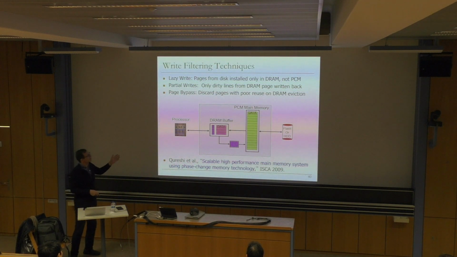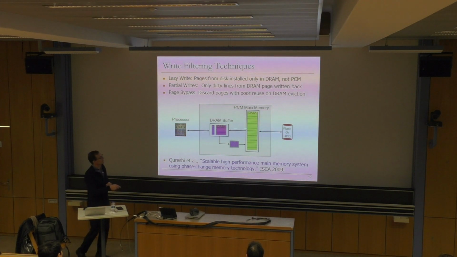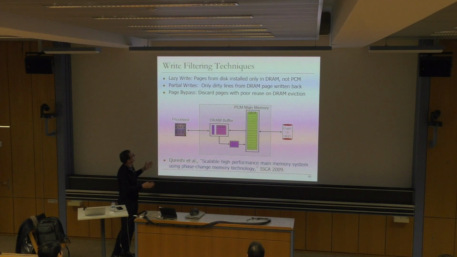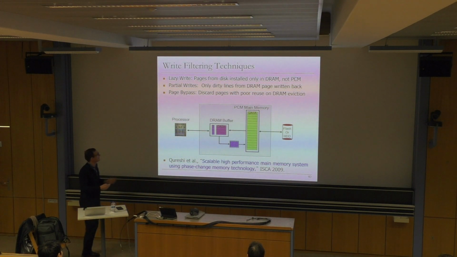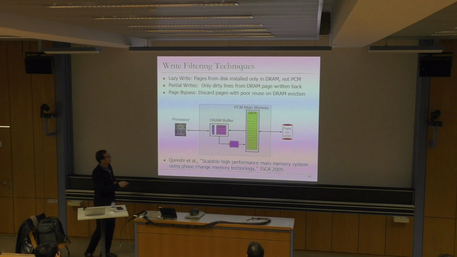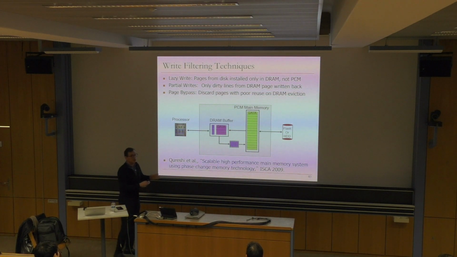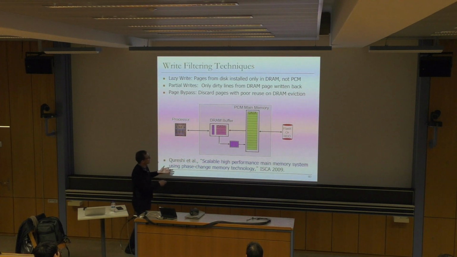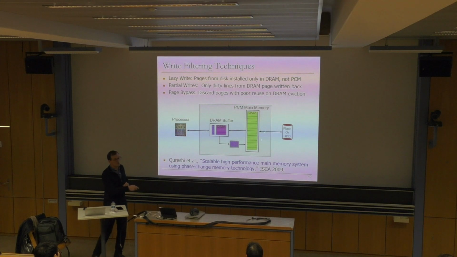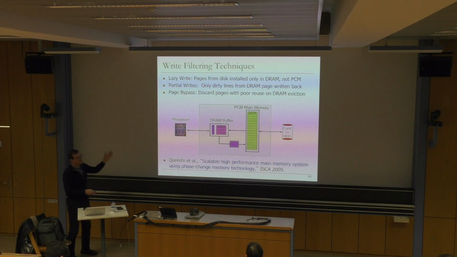You could do partial writes. This is very similar to what we discussed earlier. Only dirty lines from a DRAM page are written back. But you could also reduce the granularity of the partial writes, make it word granularity or bit granularity. And this paper also used a technique called page bypass. Whenever you evict a page from DRAM, you check whether the page is going to be used. You consult a predictor. And if the predictor says you're not going to use this page, you don't write it to PCM. That reduces the writes even more. You write it, well, actually you don't need to write it anywhere if the page is not dirty. If the page is dirty, you need to write it back to flash, of course.